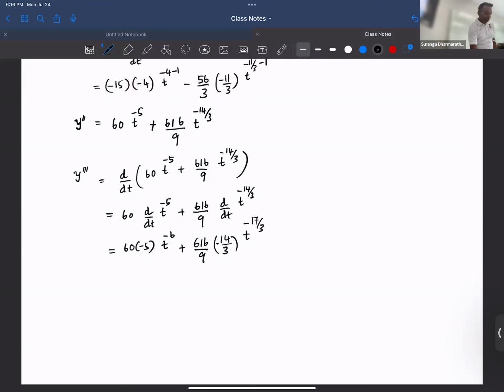Okay, so this is easy. This is negative 300 t to the power negative 6, and this one is not divisible, so you have to compute it. It's positive, 616 times 14 divided by 27, times t to the power negative 17 over 3. So I have to multiply that and find the answer.